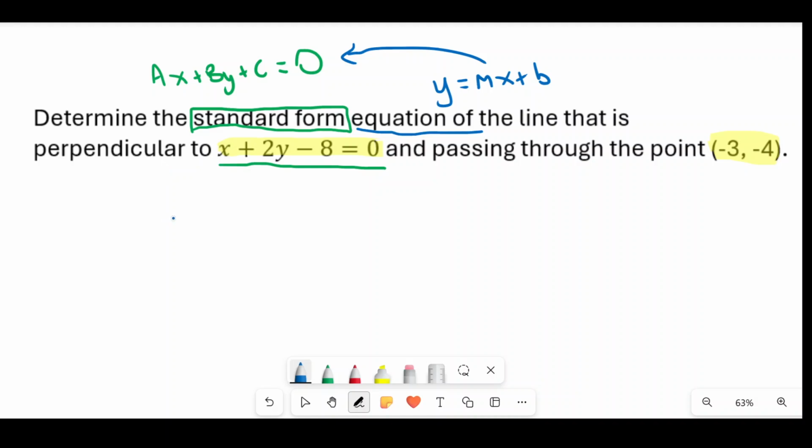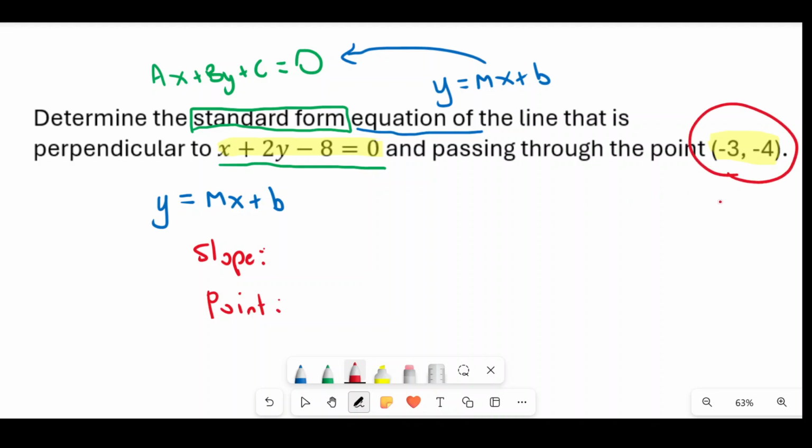So whenever we're looking for the equation of a line, again, we start by thinking I need the slope-intercept form. And in order to find the slope-intercept form, there are two things I need. I need to know the slope of the line, and I need to know a point on the line. So I have a point on the line. I was given that right away. So I already know that there is a point on the line at -3, -4, but I don't yet know the slope. So how are we going to find the slope of the line?